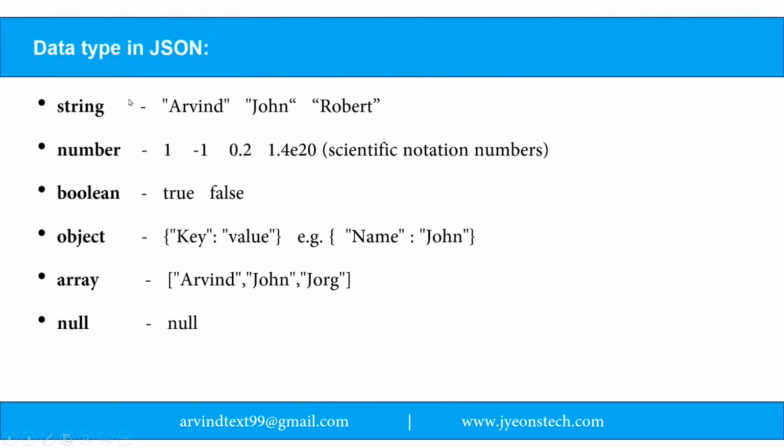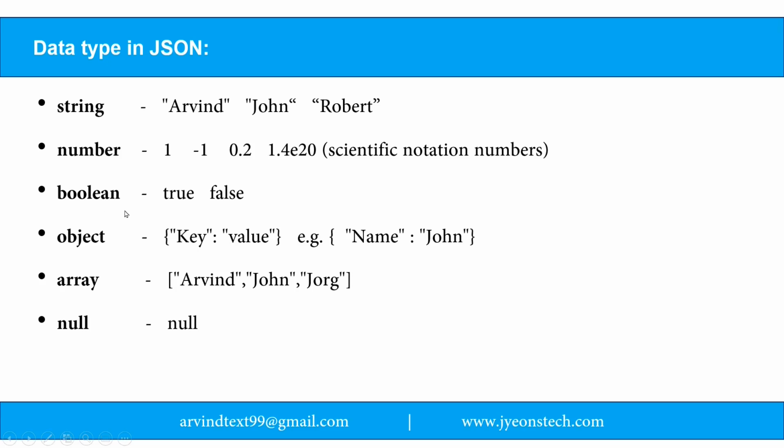So next is data types in JSON. These are the data types: string, number, boolean, object, array and null. Let's discuss one by one. String means just write in double quotes. These are the double quotes. Number supports positive numbers, negative numbers, decimal numbers, whole numbers, and scientific notation numbers also.